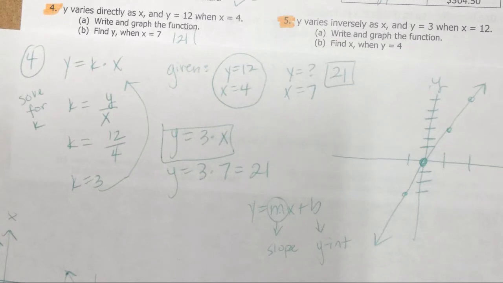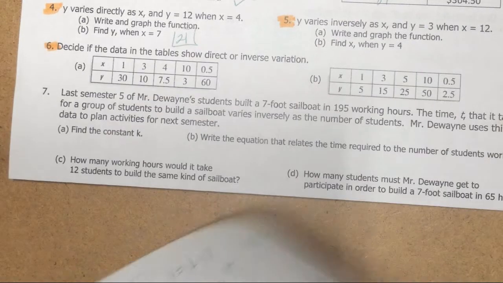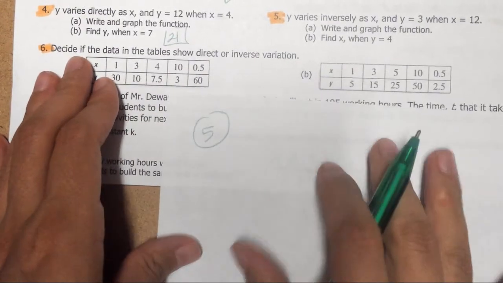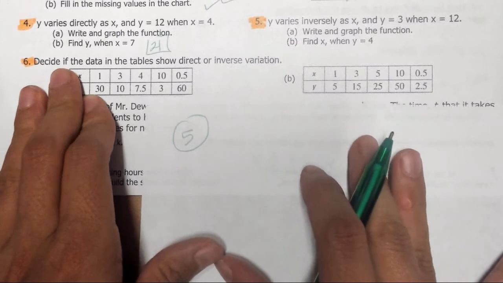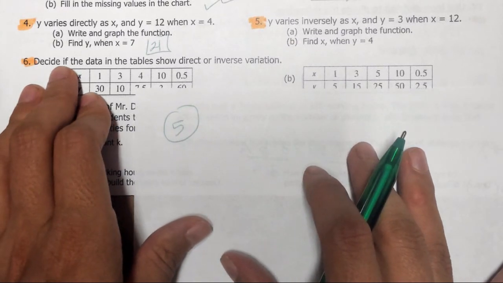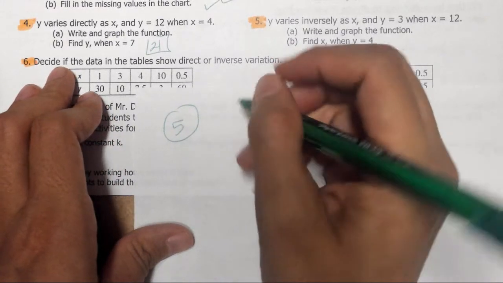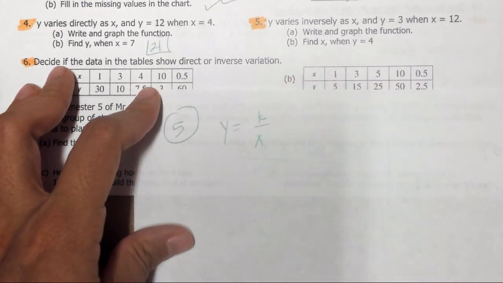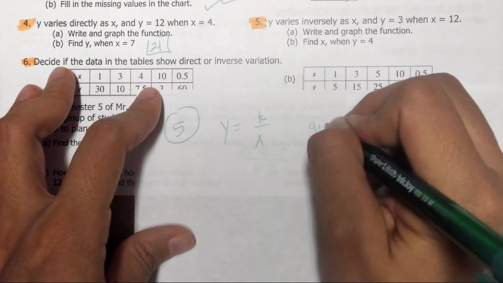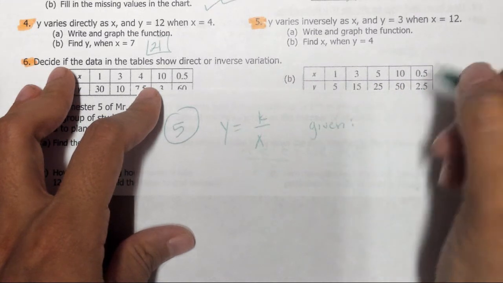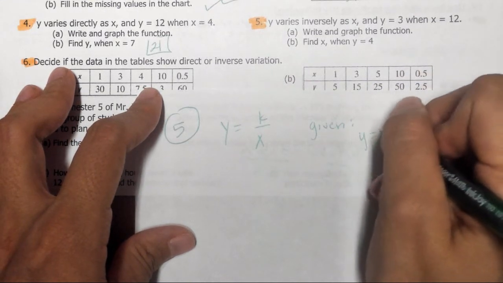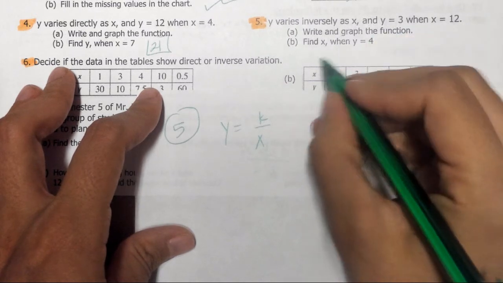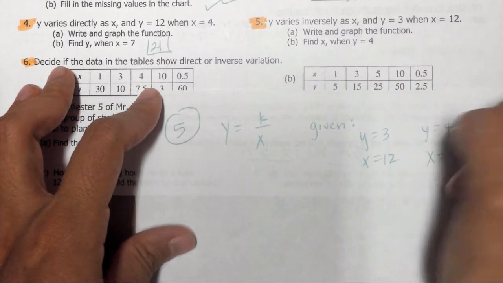Alright, so let's go try number 5. It says y varies inversely as x. Y is 3 when x is 12. So varies inversely, y equals k divided by x. And they tell you this is our given. When y is 3, x is 12. And they want us to find a new x when y is 4.